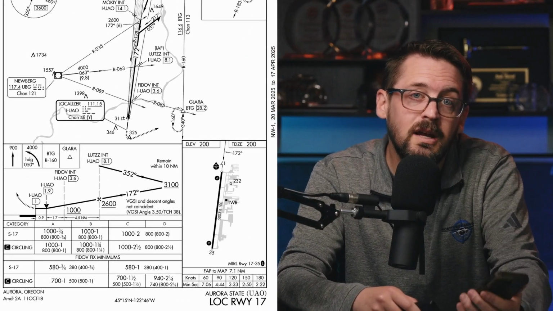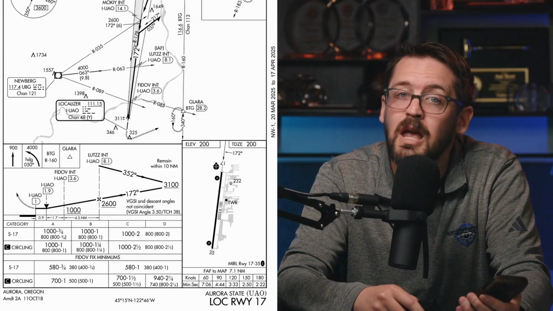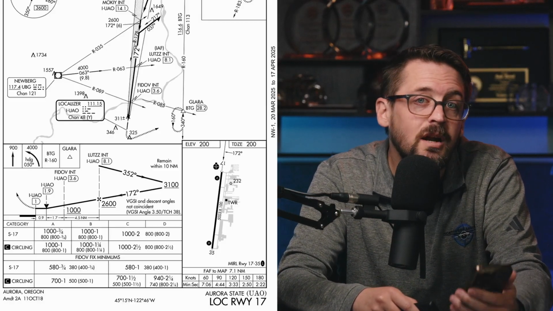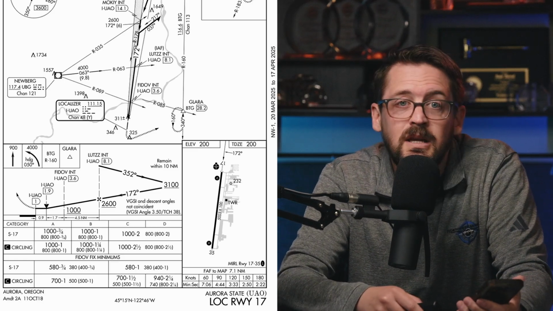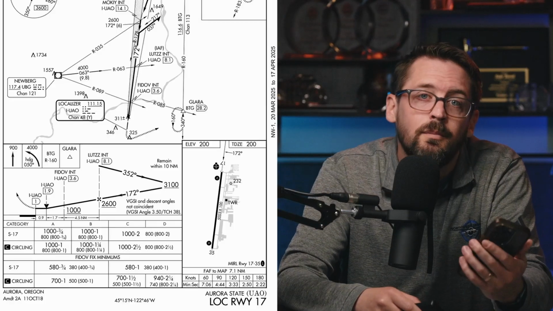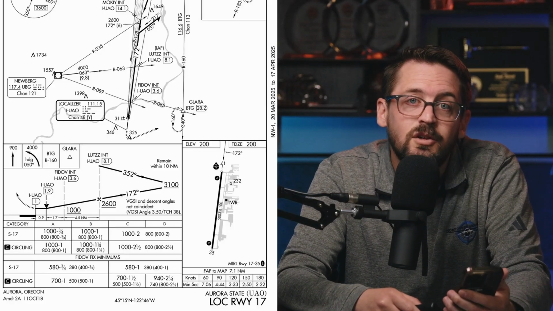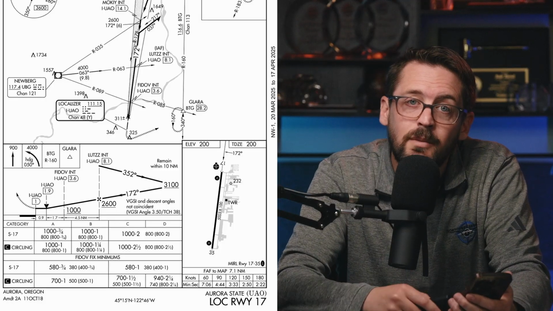One side note here, sometimes there is a VDP published with an approach that has 2 MDA minima published. If we look at the localizer 17 approach at the Aurora Airport, that's Uniform Alpha Oscar, you'll see 2 lines of minima published to 2 very different altitudes based on your navigational capabilities. So which line of minima does the VDP apply to? Sometimes there may be a note about the VDP not being authorized for a certain minima, but here that isn't the case. So we have to do a little math to figure out which line of minima the VDP applies to.